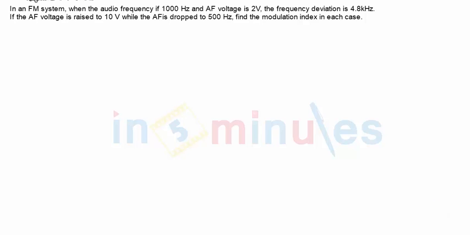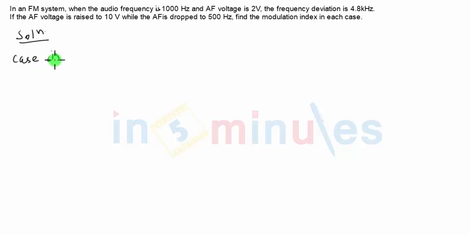In this video clip, we will discuss one numerical on frequency modulation. The question says in an FM system, when the audio frequency is 1000 Hz and AF voltage is 2 volts, the frequency deviation is 4.8 kilohertz. If the AF voltage is raised to 10 volts while the audio frequency, that is AF, is dropped to 500 Hz, find the modulation index in each case. So basically the question is about finding modulation index in each case.